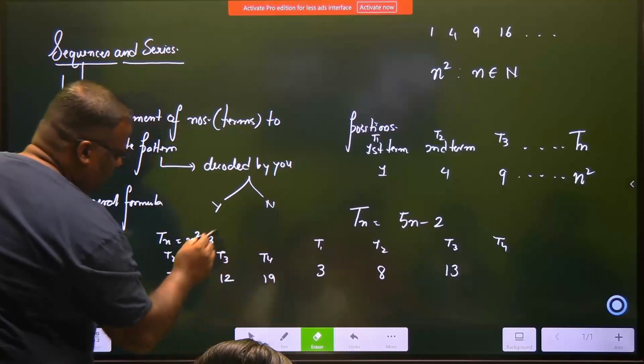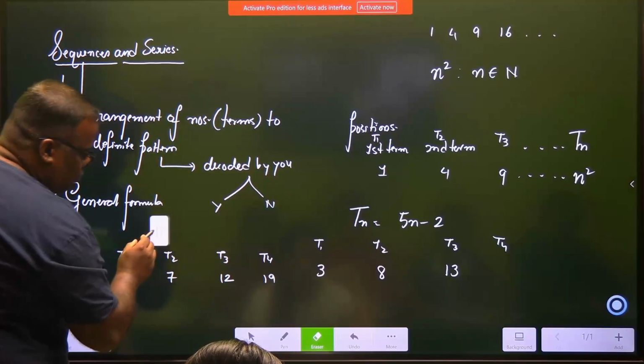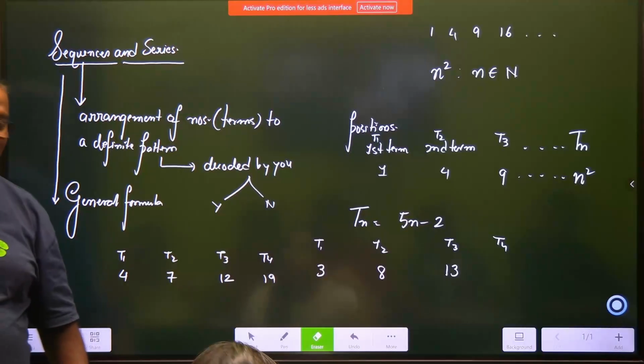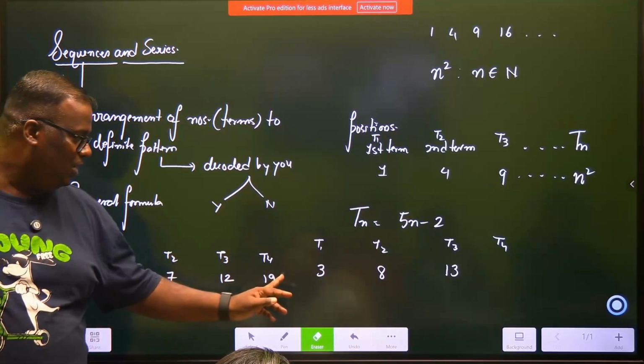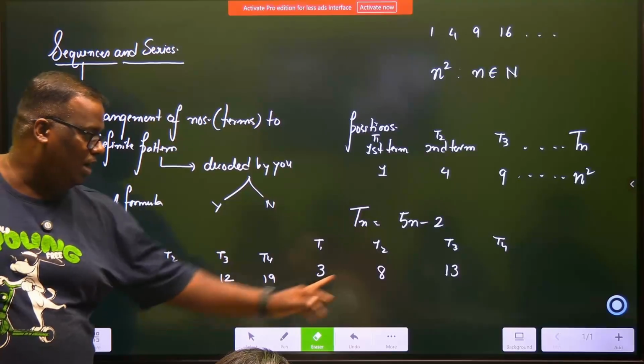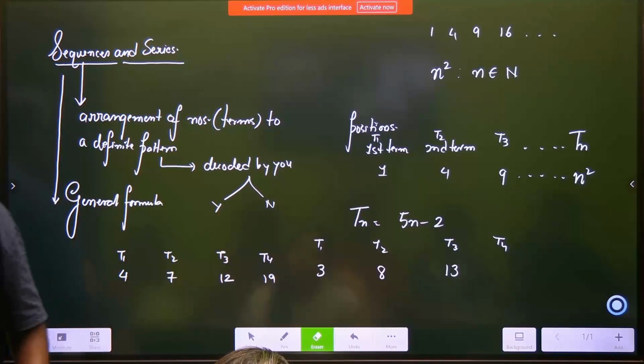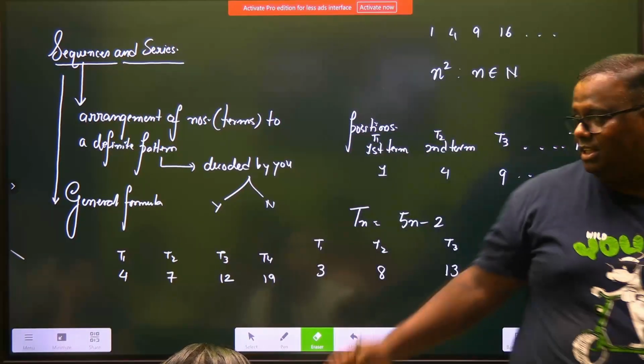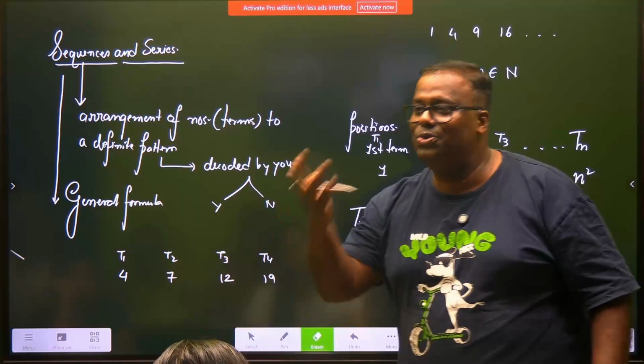Let's do a bit of a challenge and take out this one for you. If I'm not giving you the general formula, and I give you this series and tell you to find the seventh term, it will be difficult for you. It is not that easy, because you will keep searching, as you don't know the general formula.